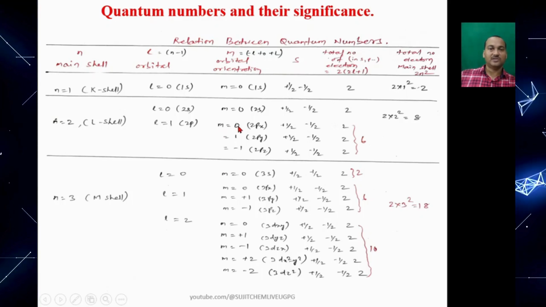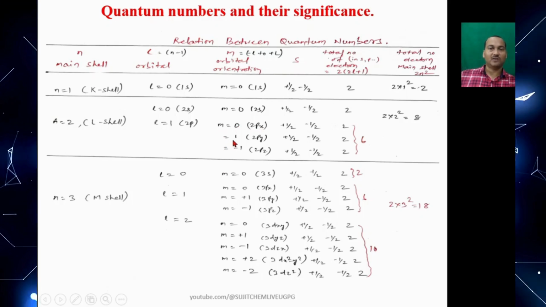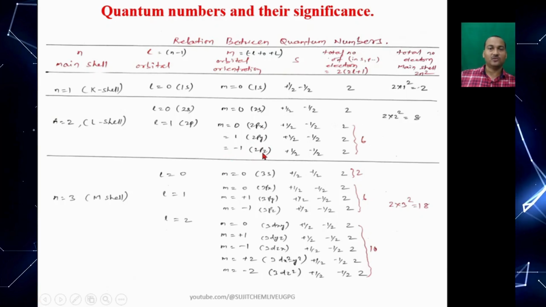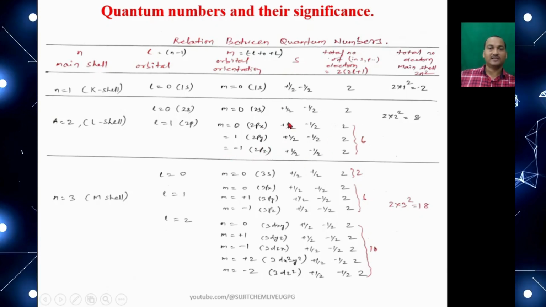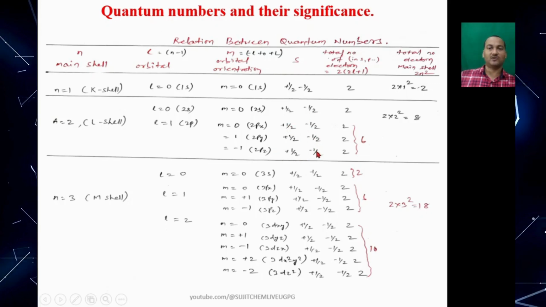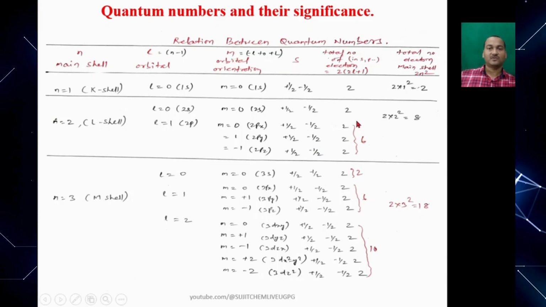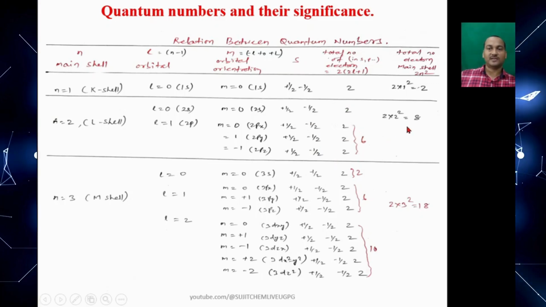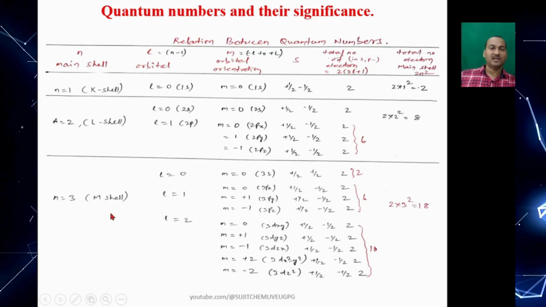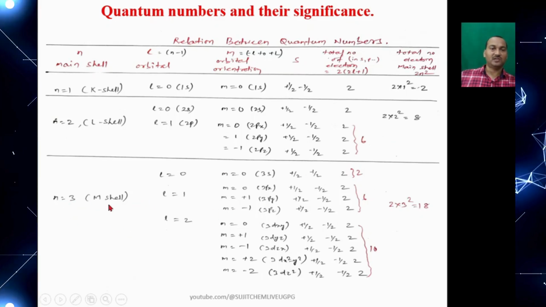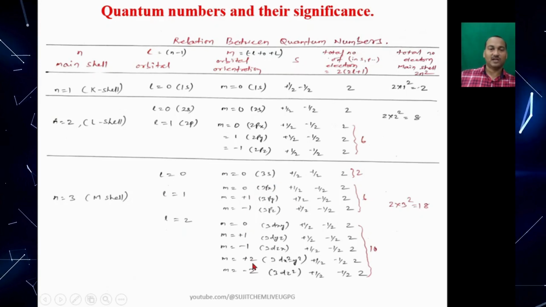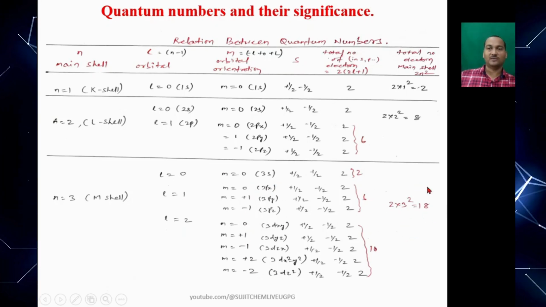And for 2p, M equal to 0 is the 2px orbital, M equal to plus 1 is the 2py orbital, and M equal to minus 1 is the 2pz orbital. In each case, the spin quantum number can have plus half for electron 1 and minus half for electron 2. As a result, you can have 2 plus 6, so the total number of electrons in the main shell will be 8. Similarly, you can explain for n equal to 3, where L can have values 0, 1, 2 and M values accordingly, for a total of 18 electrons.